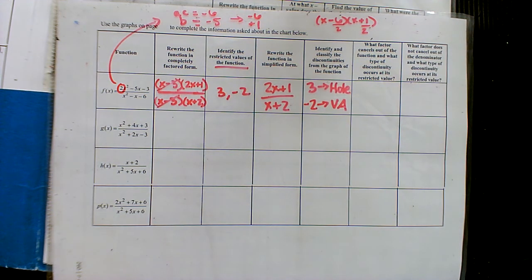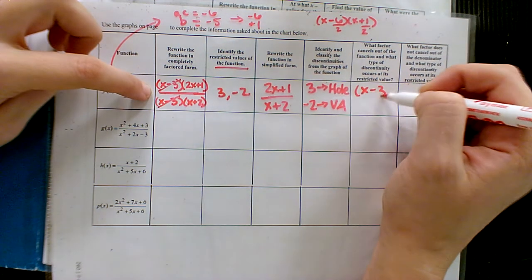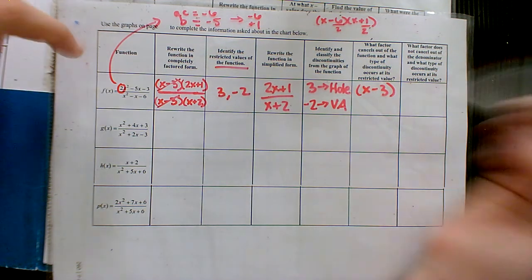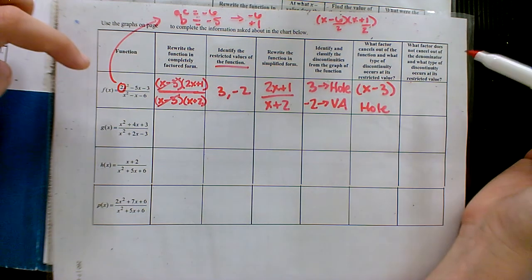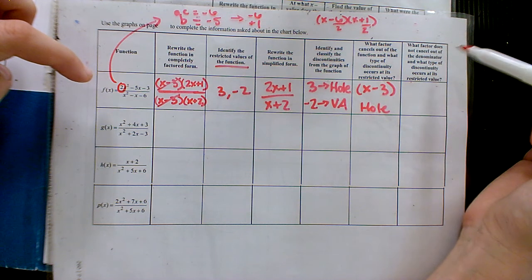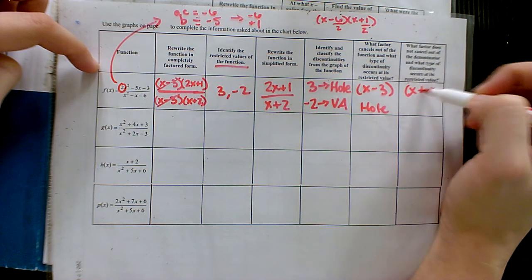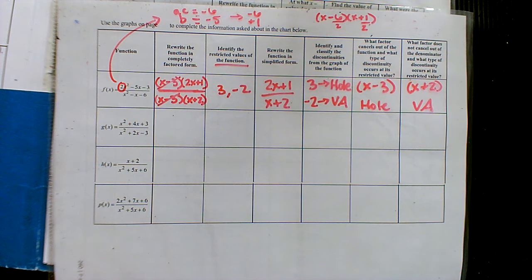All right. What factor cancels out of the function and what type of discontinuity occurs here? Okay, we kind of already mentioned this. So the factor that canceled was the x minus 3. And we notice how if it canceled, it produced a hole. In the last column, what factor does not cancel from the denominator? That was x plus 2, and we said it was a vertical asymptote.